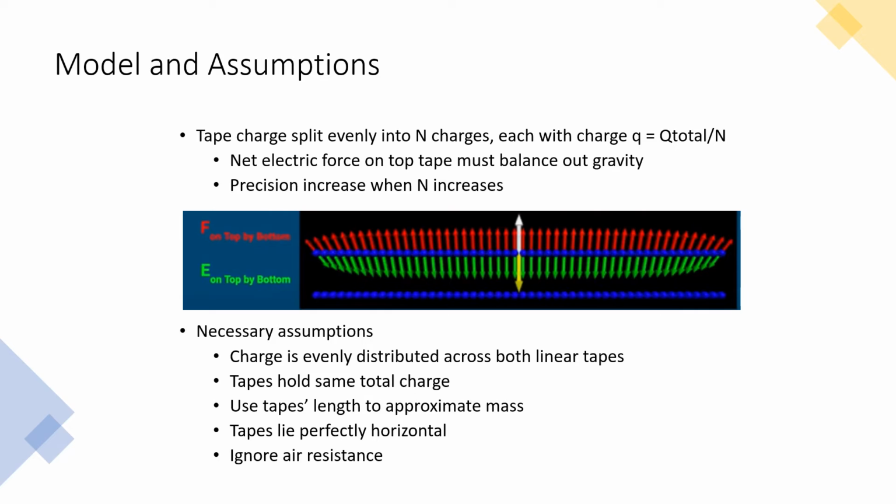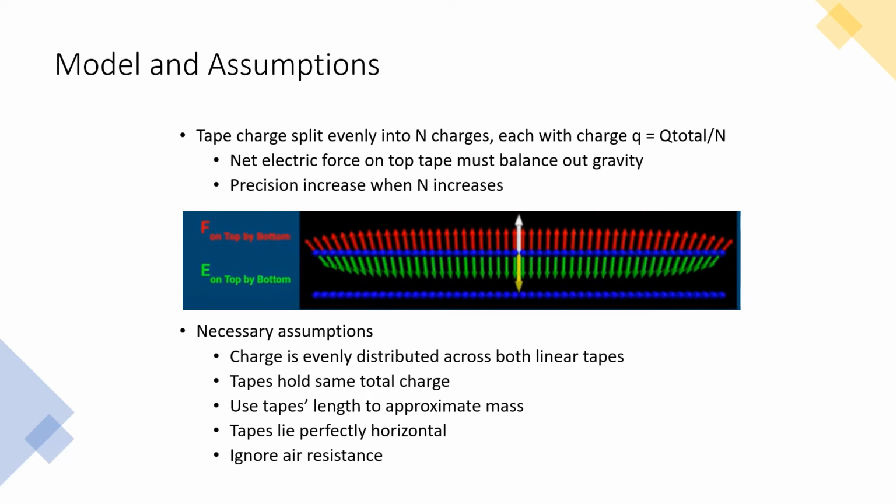To model a line of charges, let's split the tape evenly into n individual charges, each with the charge of the tape's total charge over the number of sections. Like in Lab 1, the electric force on the top tape must fully balance out gravity for the top tape to float, as seen in the white and yellow vectors. Also note that our models become more precise as the number of linear charges increases.